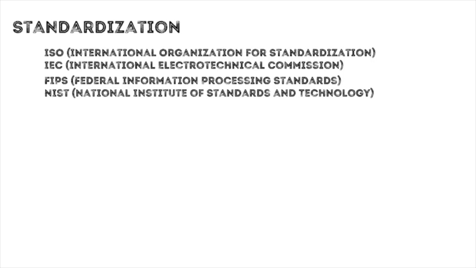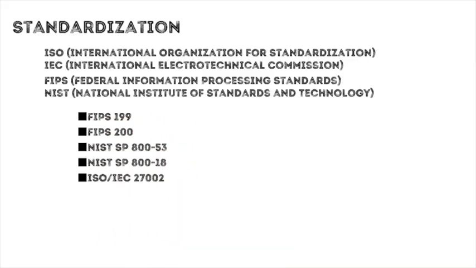In upcoming sessions, we will plan and discuss a banking management system using key standards such as FIPS 199, Security Categorization of Federal Information and Information Systems, FIPS 200, Minimum Security Requirements for Federal Information Systems, NIST SP 800-53, Security and Privacy Controls for Federal Information Systems, NIST SP 800-18, Guide for Developing Security Plans for Federal Information Systems, and ISO/IEC 27002, Code of Practice for Information Security Controls.